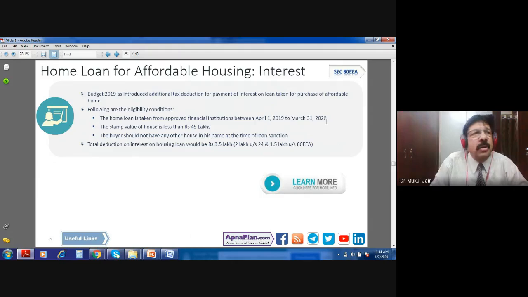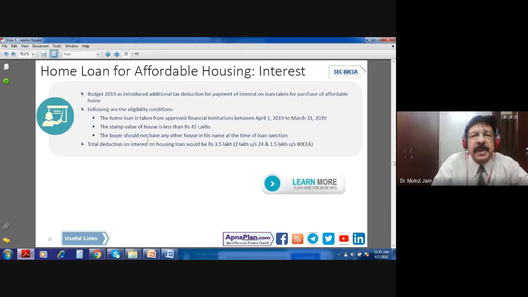Now today is 7th of April, so if we take the loan today, we will not be eligible. So a 1 year window was given to people to take the loan. Then the stamp duty value is less than 45 lakh. The stamp duty value should not be more than 45 lakh.